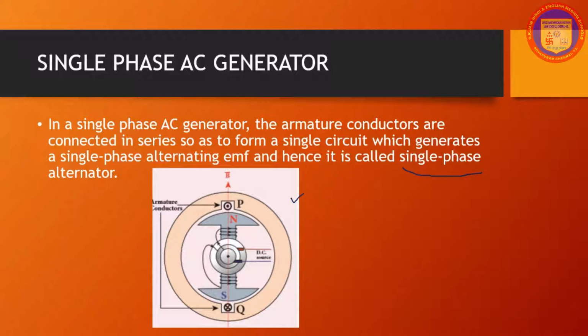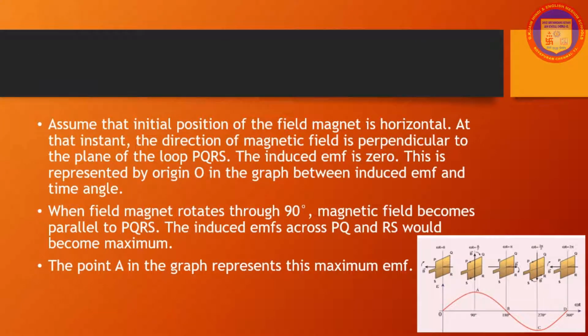Assume that the initial position of the field magnet is horizontal. Now we'll see about the working. The loop PQRS is stationary and it is perpendicular to the plane of the paper. When the field windings are excited, magnetic field is produced around it. The direction of the magnetic field passing through the armature core is shown in the diagram.